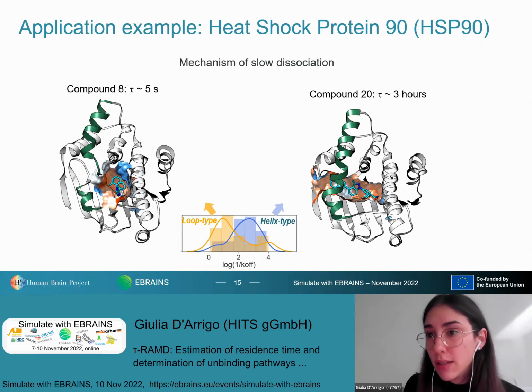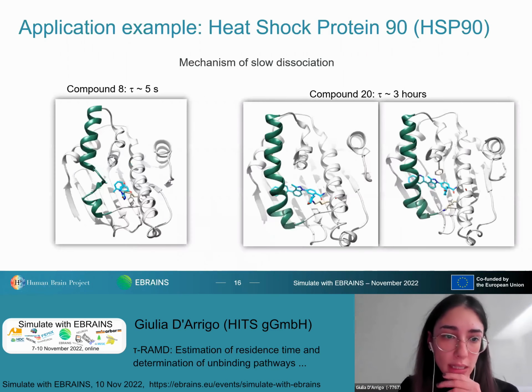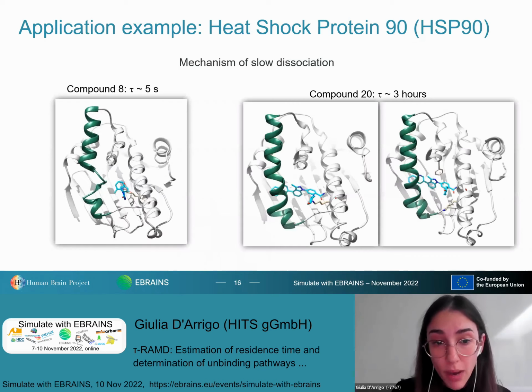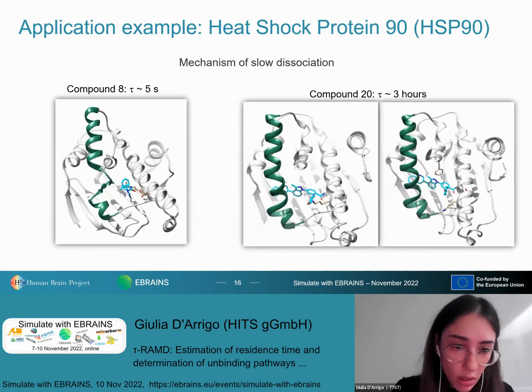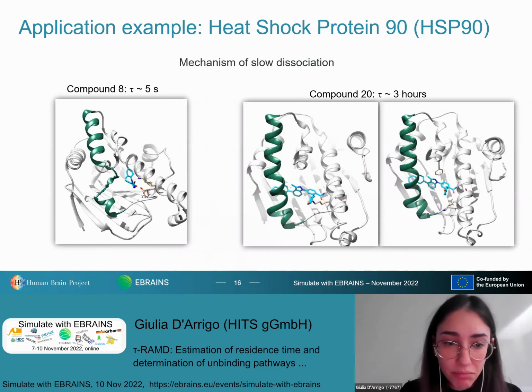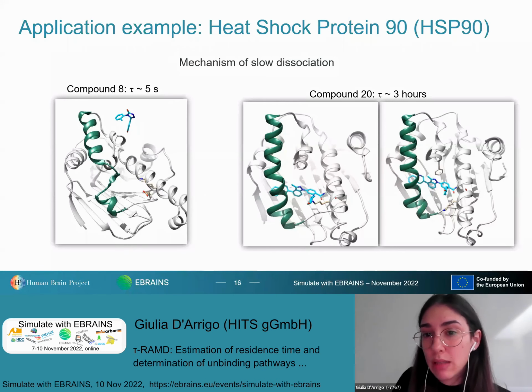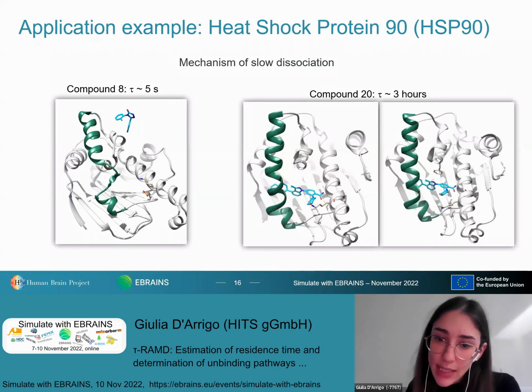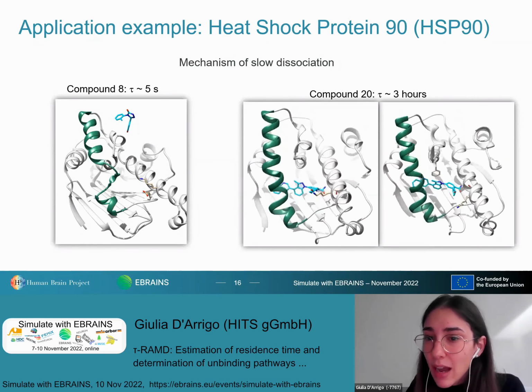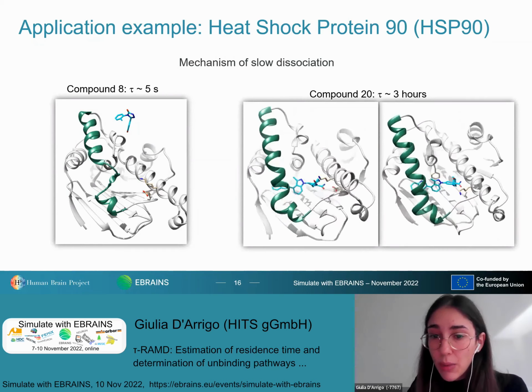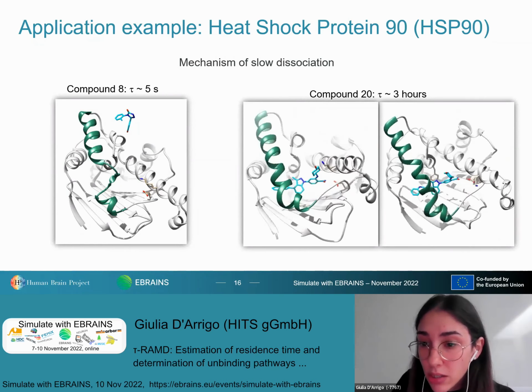But now let's have a look at the dissociation trajectory. If you look at the dissociation trajectory of the fastest compound, you can see that it very immediately leaves the binding site, while if you look at compound 20, you can see that it gets stuck under this green helix because it has established some interactions.